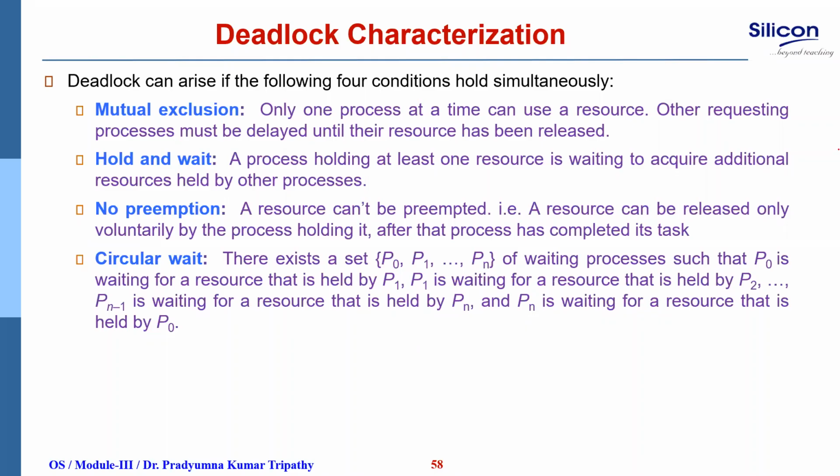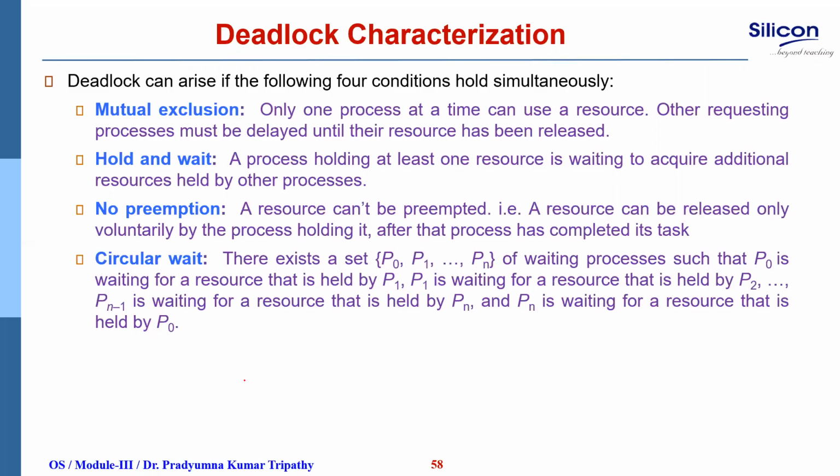Now here, look here, it says that a deadlock can arise if the following four conditions hold simultaneously. It says, very important, if a deadlock occurs, then all these four conditions have to be satisfied. All these four. If any one of these conditions is not satisfied, then deadlock is not occurring. So in whatever examples we have given, all these four must occur.